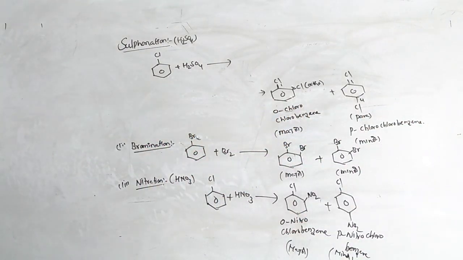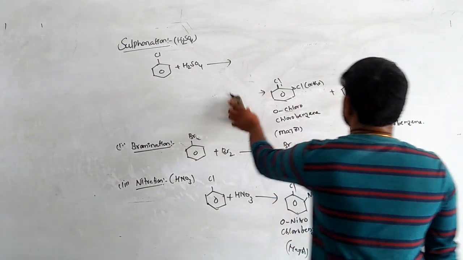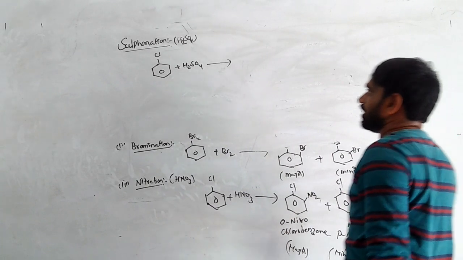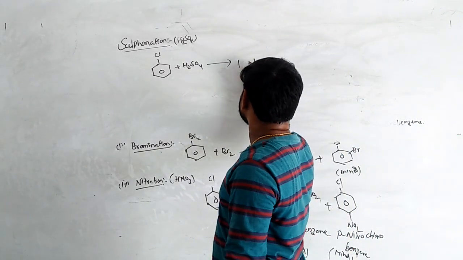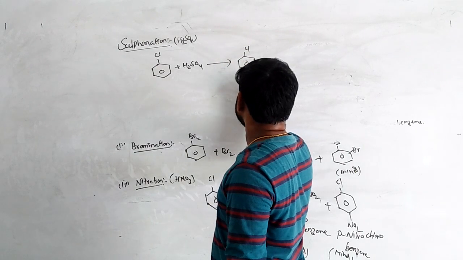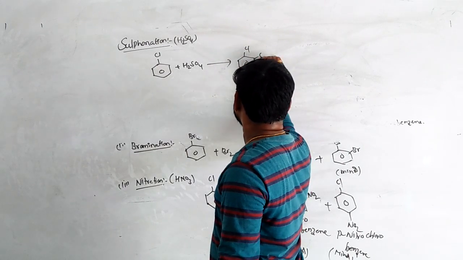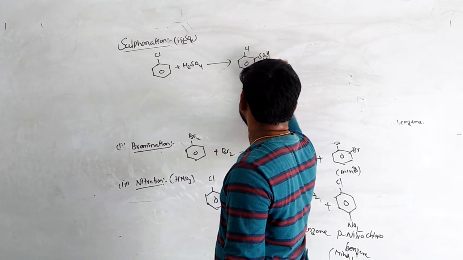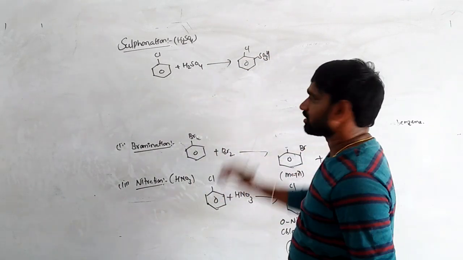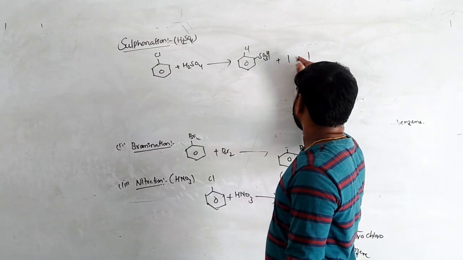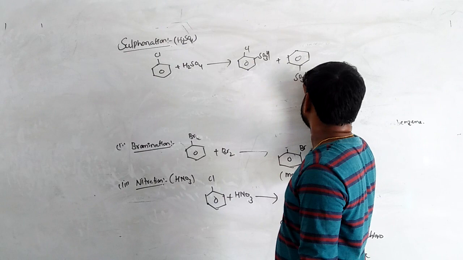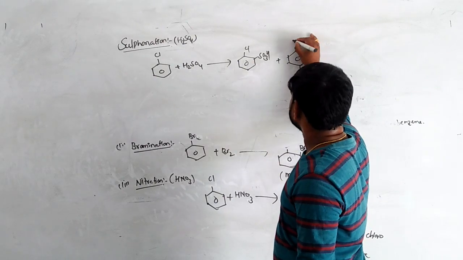So, orthochlorobenzene sulfonic acid and parachlorobenzene sulfonic acid. Here, the SO3H group is ortho or para to the Cl. Orthochlorobenzene sulfonic acid and parachlorobenzene sulfonic acid have SO3H and the remaining Cl.